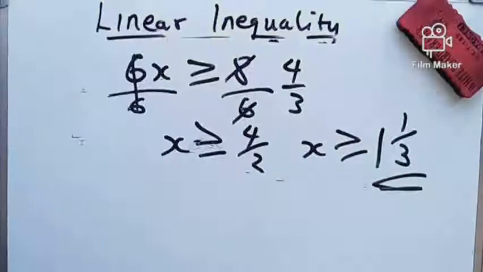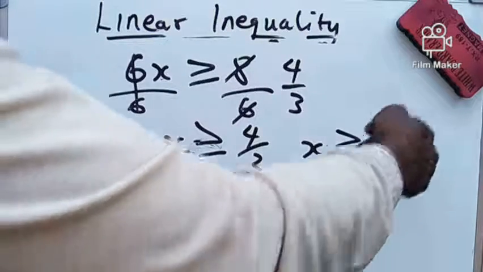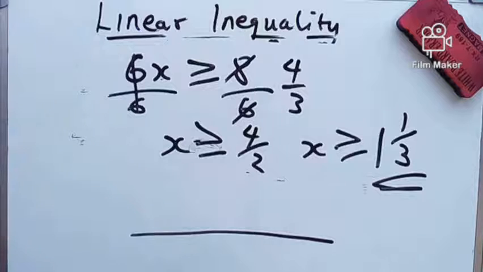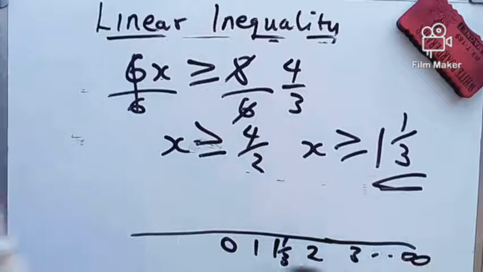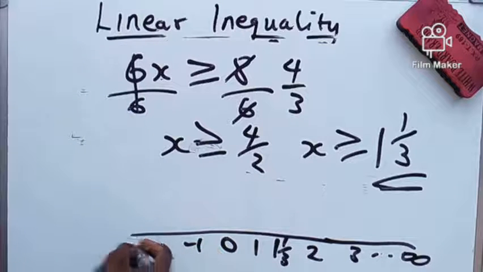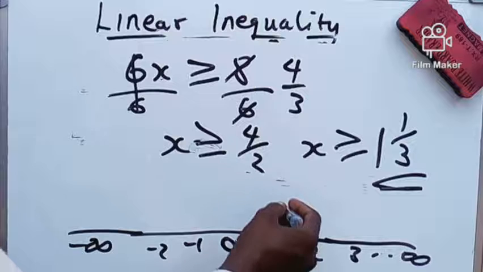To represent this on a number line, we simply draw a line and then find 1 whole number 1 over 3. 1 whole number 1 over 3 should be between 1 and 2. So this is 0, this is 1. Between 1 and 2, I will have 1 whole number 1 over 3. Then 2, 3 all the way to positive infinity. This is minus 1, minus 2, all the way to negative infinity. So from here, I put it there.